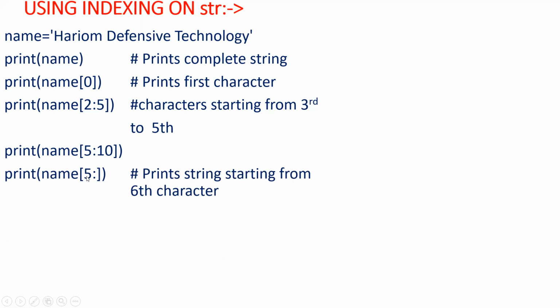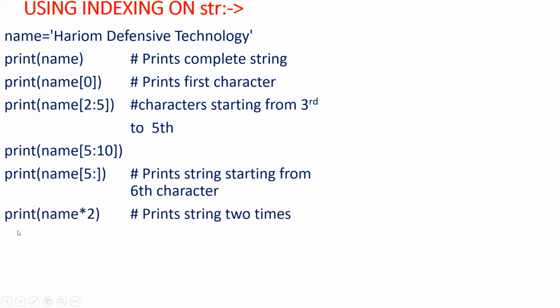Now here I'm not using two indexes. I'm using only a single index, but I'm using the colon. So what does it actually mean? It starts printing all characters, but starting from the 5th index all the way to the end. It prints the string starting from the 6th character up to the last. Got my point? Because you didn't mention the second index. Okay, it is clear now?